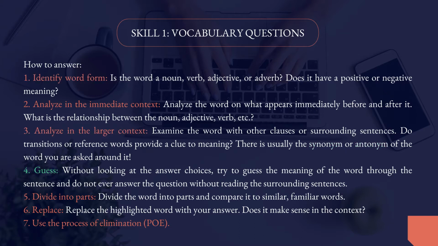Step 4, guess the meaning of the word based on the context. I don't even look at the ABCD answer choices. I go to the passage, follow these steps. The meaning, like a picture, comes to my mind. I look for that picture in the answer choices. And that is the most accurate way to answer this question. Step number 5, we already discussed this. Break the word into parts, into prefix, stem, suffix.